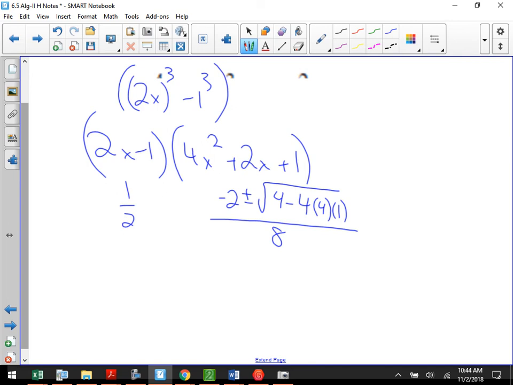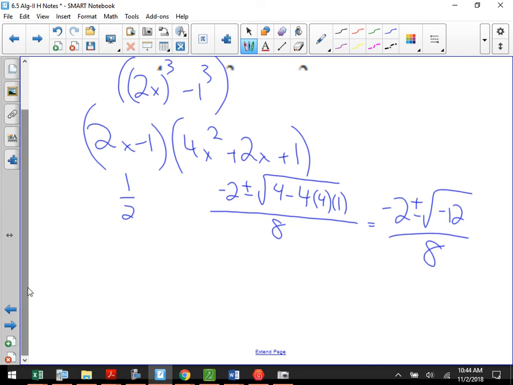What's 4 times 4? 16. What's 4 minus 16? Negative 12. Good. So our discriminant is negative. What's the square root of negative 12? We've done this one most of the time. 2i, yeah. It's going to be 2i root 3. Okay. So we wind up now with negative 2 plus or minus 2i root 3 all over 8.